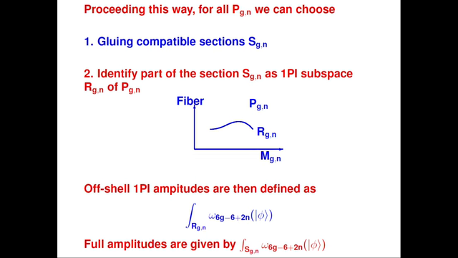So at the end of it, what we arrive at is typically that for every PGN, you can identify some RGN, which we will declare as 1PI subspaces, and the full section is obtained by basically gluing these RGNs with each other in all possible ways.